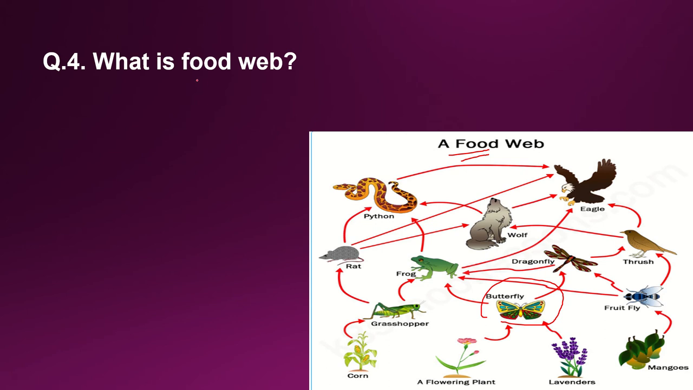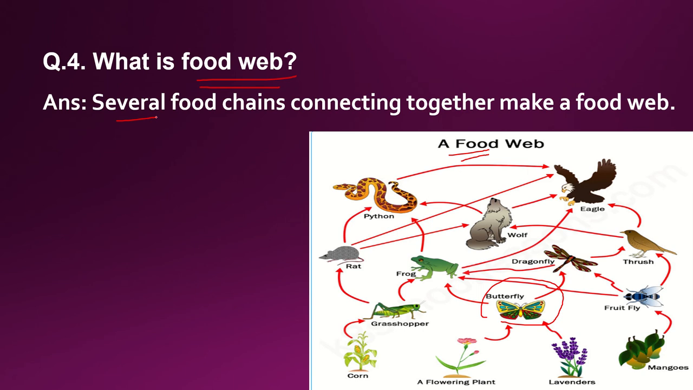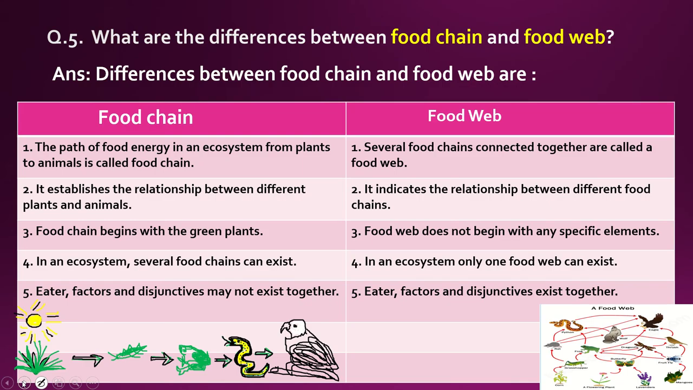So the question is, what is a food web? Several food chains, many food chains connected to each other, together make a food web. If there is no flower, the butterfly will die. If there is no butterfly, the frog will die. No grasshopper, then the rat or frog will die, because they depend on each other, right? Very easy things, guys. You just think about that.